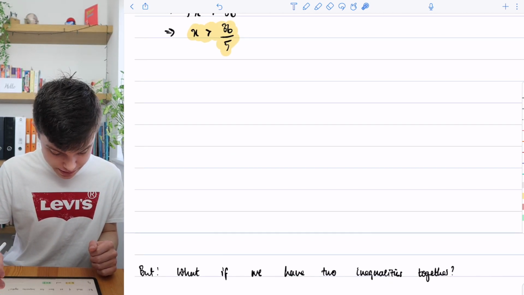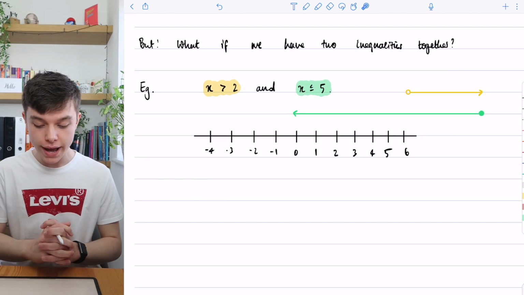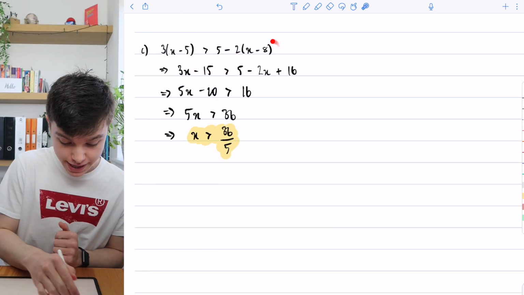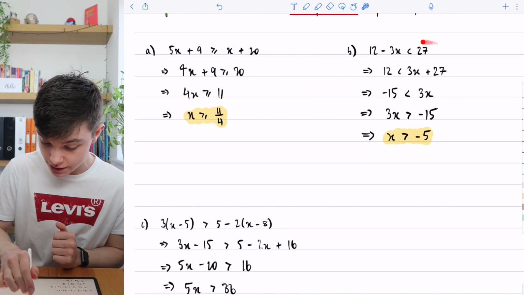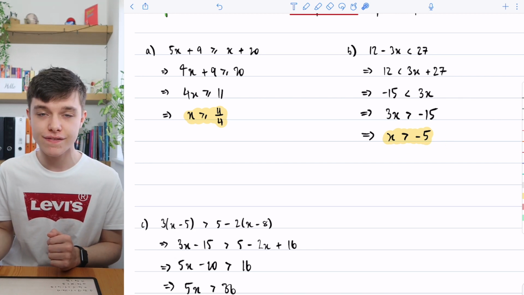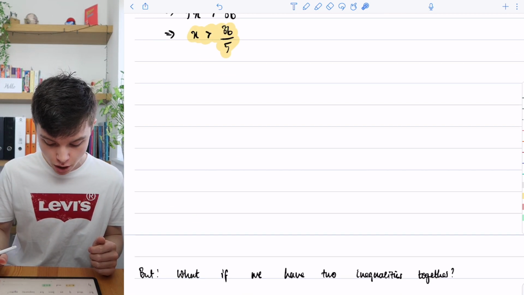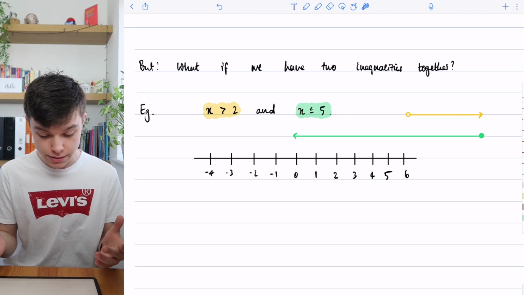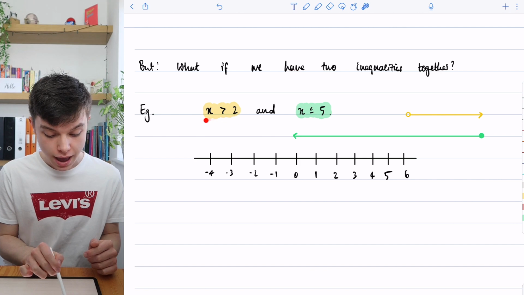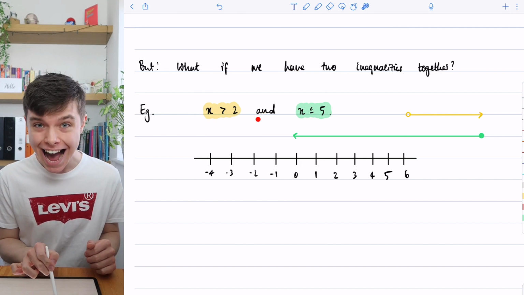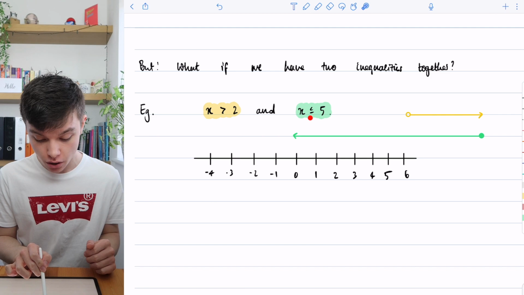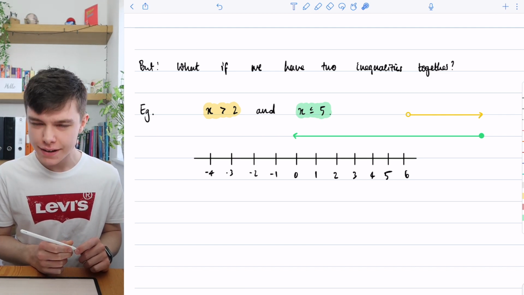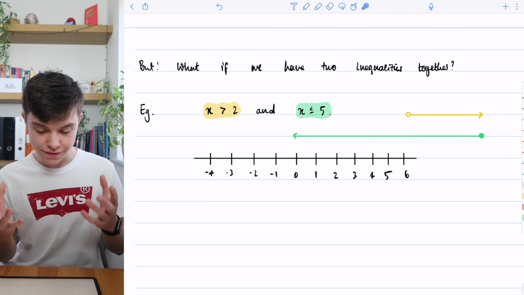Okay, right. What happens now if we've got two inequalities together? So there we just had this inequality, and we just needed our set of values for x that satisfy that. What happens, for example, if we've got two inequalities together? So my example here is, well, x is greater than 2 and x is less than or equal to 5. So what I need to do is find the values that satisfy both of them.